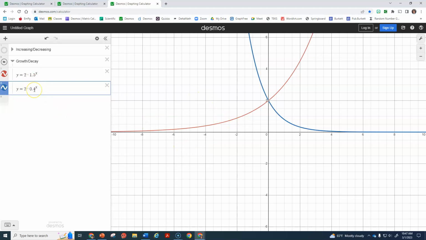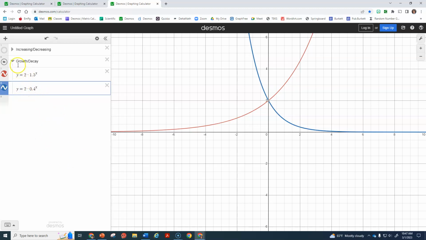I do want to point out, just in case I didn't make it clear enough in previous videos, that growth and decay is only evaluated when our a value is positive. That's going to be a condition, because we know what happens when we have negative a values. The graph gets flipped upside down, and so that changes whether it's growth or decay. So the only time I'm going to ask you questions about growth and decay, where you look at the value of your b, will be when the a values are already positive.